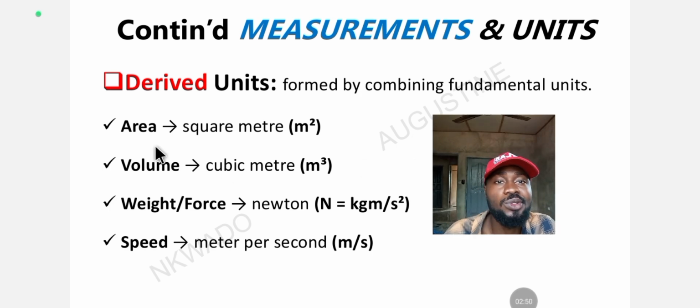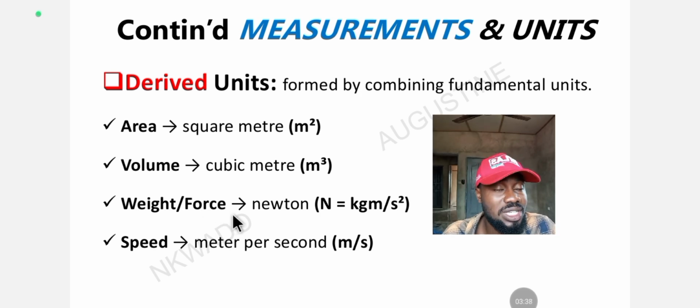So they include area, which is measured in square meter, volume, which is measured in cubic meter or meter cube, weight/force, which is measured in Newton. That's when you have kilogram meter per second square. Okay, Newton, kilogram meter per second square. You know the formula for force. The formula for force is mass times acceleration. So weight/force. Okay, weight is also force. Then force is the dimension.